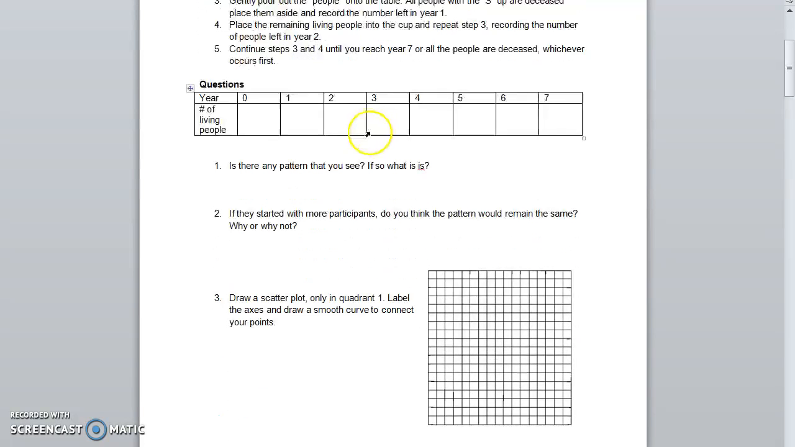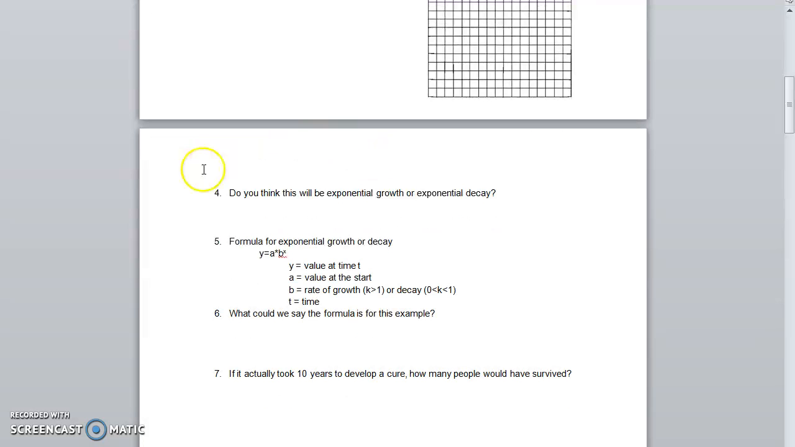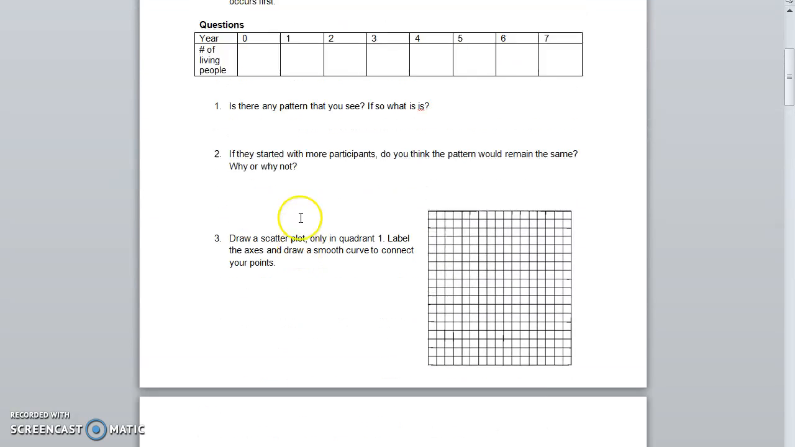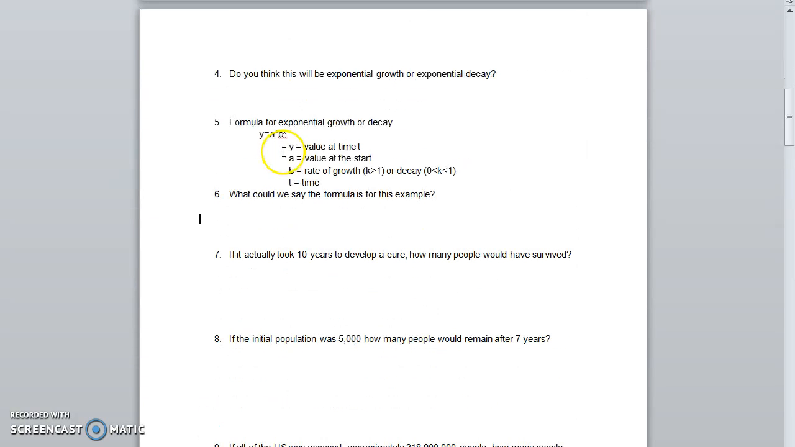So this brings us to our next point, which is that I'm going to walk us through the formula part, numbers 5 through 8. You should have done 1 through 4 based on your experiment, and I'm just going to help set you up through this second part of the assignment. Number 5 gives the formula for exponential growth or decay. Basically, we're going to be solving for y.